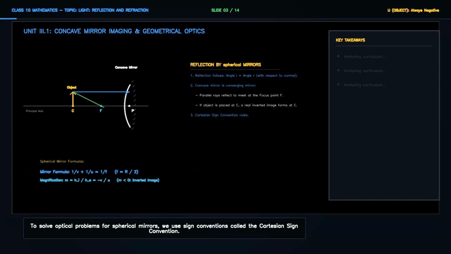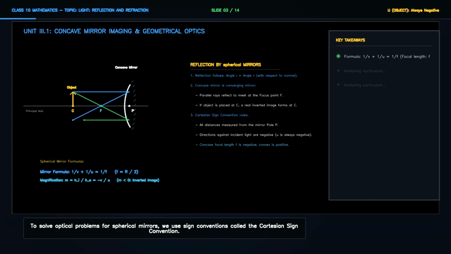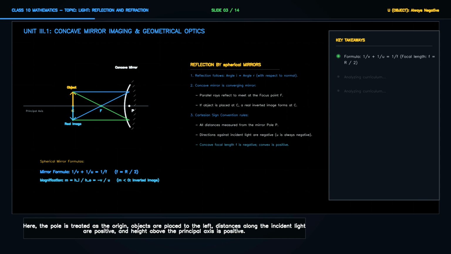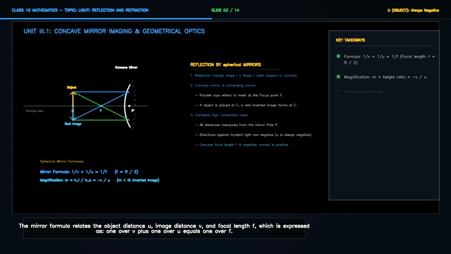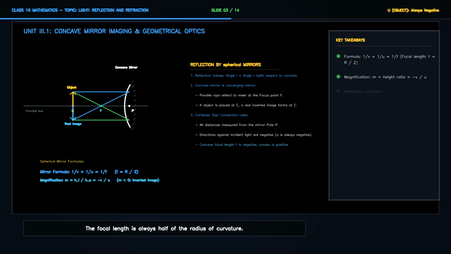To solve optical problems for spherical mirrors, we use sign conventions called the Cartesian sign convention. Here, the pole is treated as the origin, objects are placed to the left, distances along the incident light are positive, and height above the principal axis is positive. The mirror formula relates the object distance u, image distance v, and focal length f, which is expressed as 1/v + 1/u = 1/f.